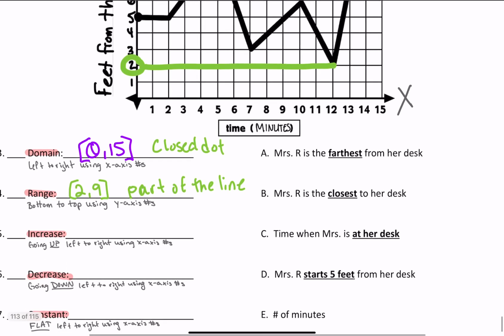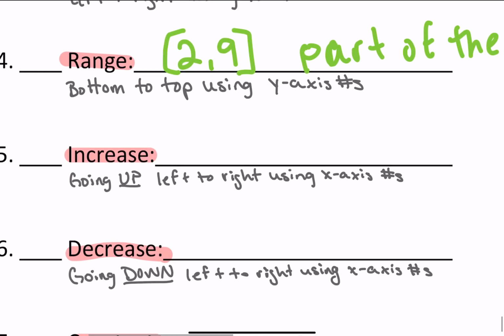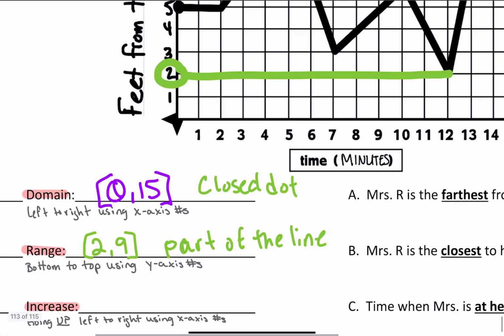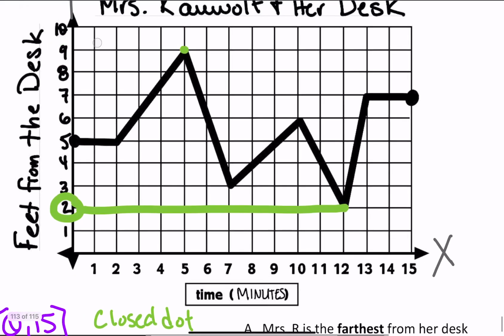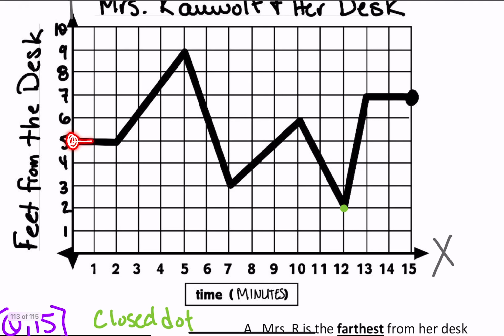All right, so increase is when our graph is going up from left to right. And again, we use the x-axis numbers. The only time we use that y-axis number is for the range. So looking at my graph here, let me erase these green marks. And we'll do increase in blue. So looking at my graph, going from left to right. So starting from the left, this isn't going up, but this section is. So let me write that. This is increasing.